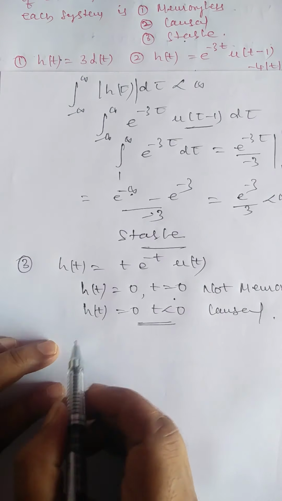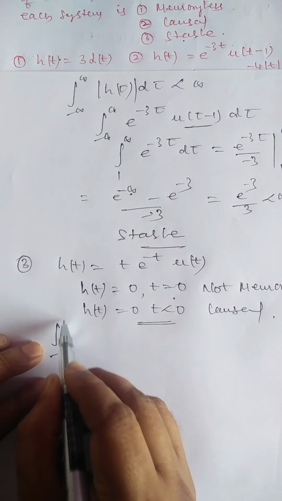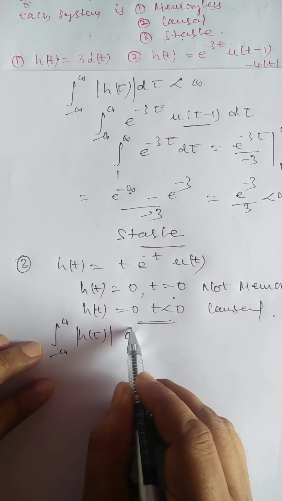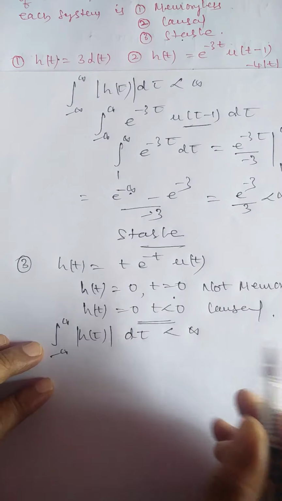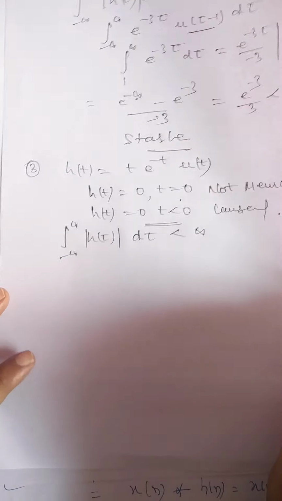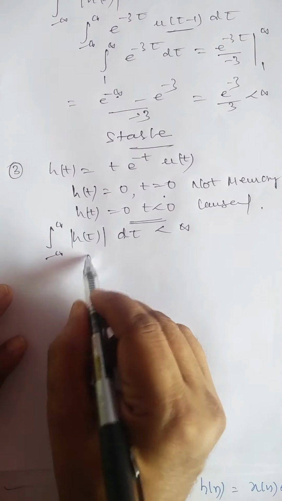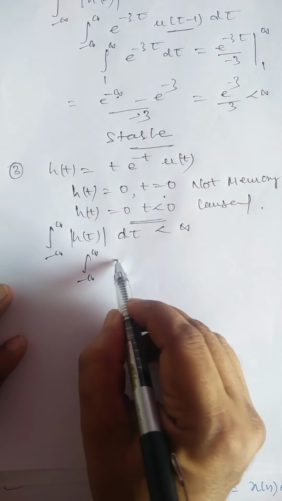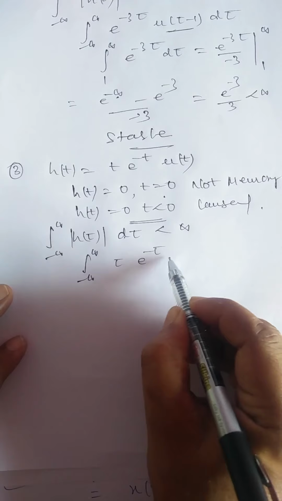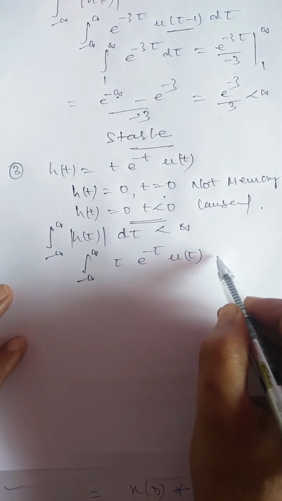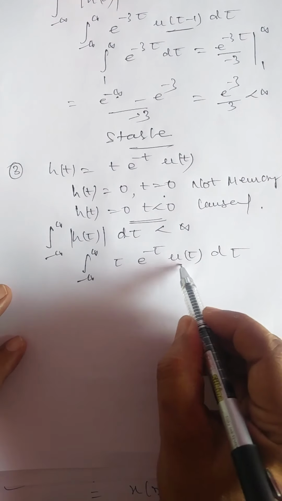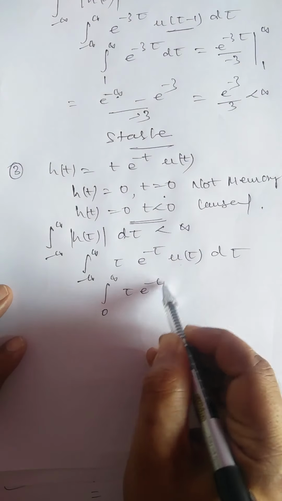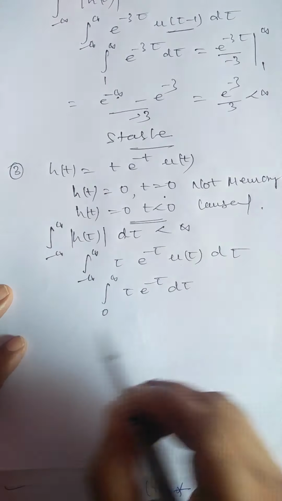Next, to check its stability, apply the formula integral of minus infinity to plus infinity of h of tau d tau. This must be less than infinity to say it is stable. Now, that is the integral from minus infinity to plus infinity of tau into e to the power of minus tau into u of tau d tau. Because of u of tau, you can change the limits to 0 to infinity, tau into e to the power of minus tau d tau.